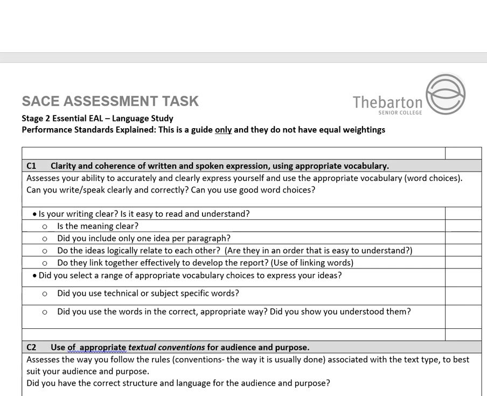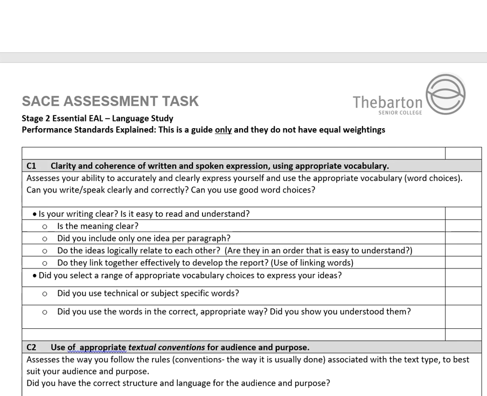For example, are you putting them in a good order where you have a first idea leading on to the next idea, or have you just got random things happening all over the place? Are they in an order that is easy to understand and makes sense to the reader? Do they link together effectively to develop the report? So this is using your linking words and your conjunctions.